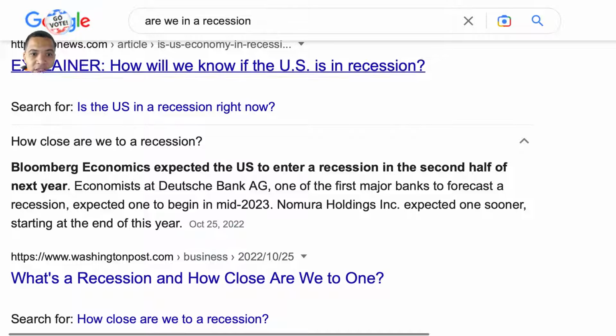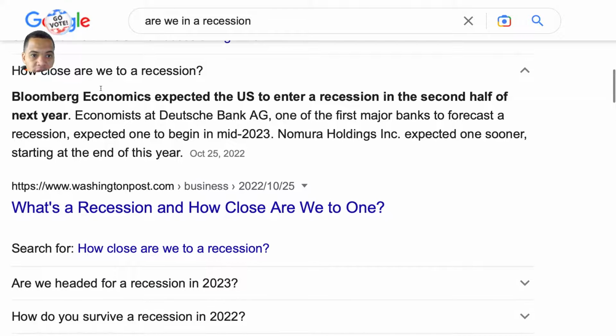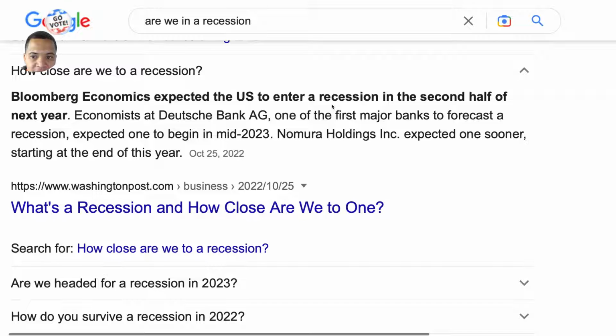So let's go on. Let's see, are we actually coming? Are we close to recession? So still think Google. How close are we to recession? Bloomberg economics expected the U.S. to enter recession in the second half of next year. So they're thinking next year, second half, right? So July timeframe, summer of 2023.